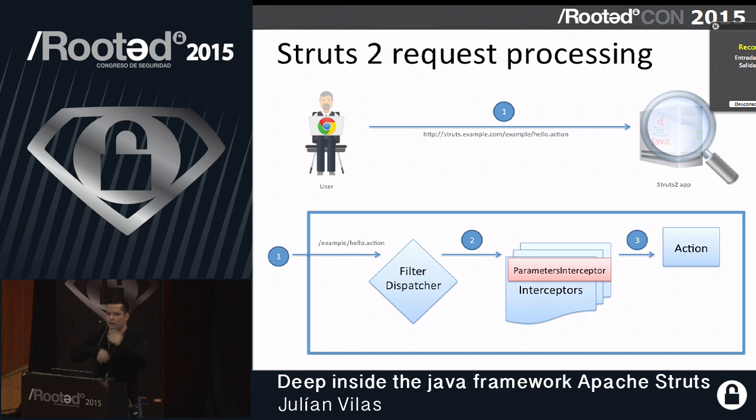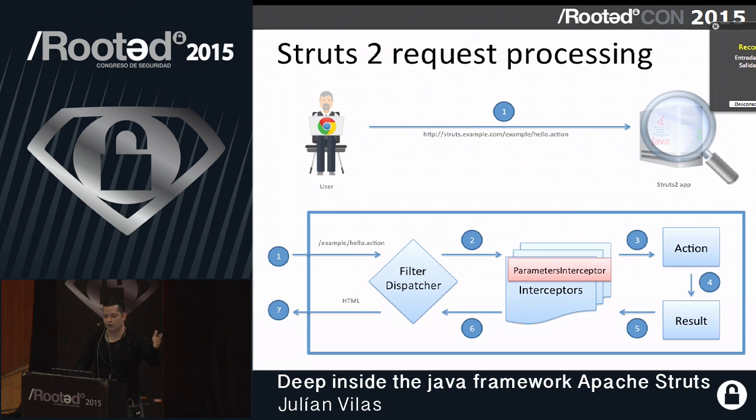The action gets to the request, interacts with the model of our application, and does what the application has to do, and in the end is derived against a result. The result is the one that is going to generate the response. The response then goes through the chain of interceptors in inverse order, going back to the filter dispatcher, and this goes back to the user in the form of HTML.